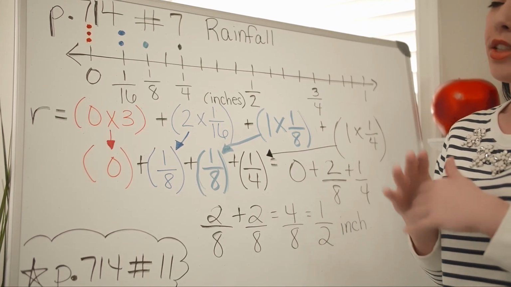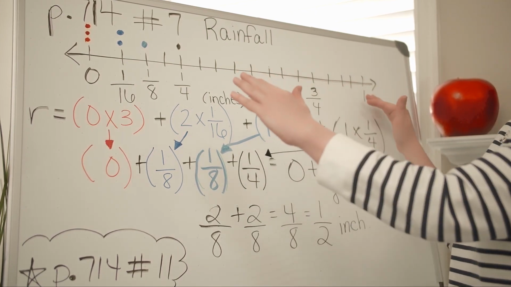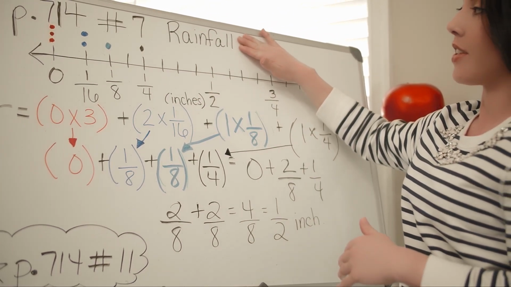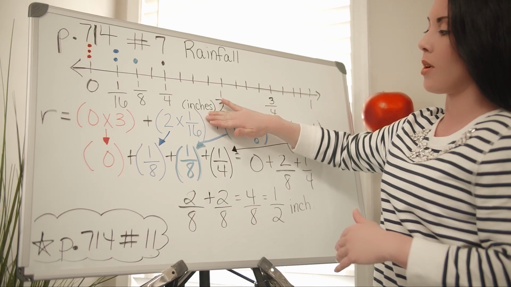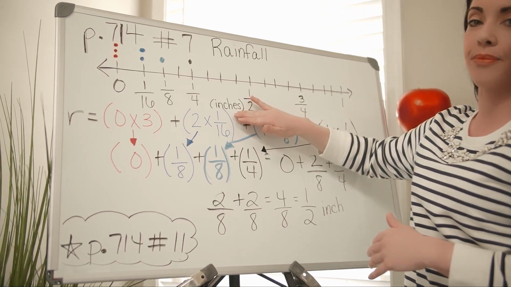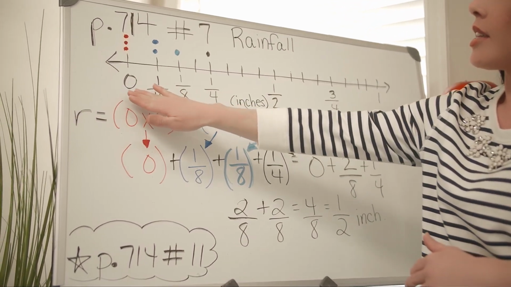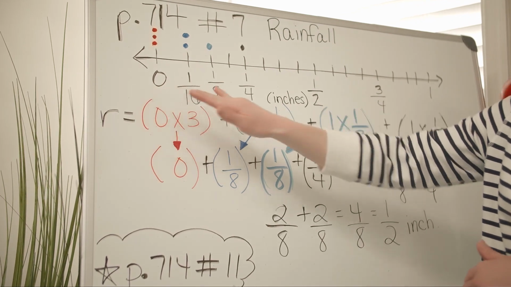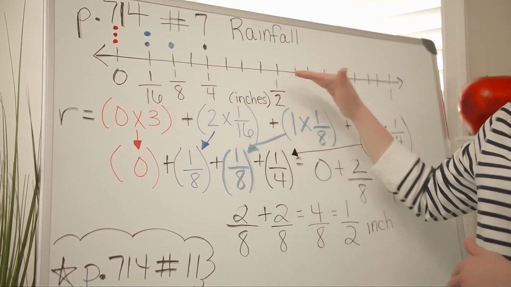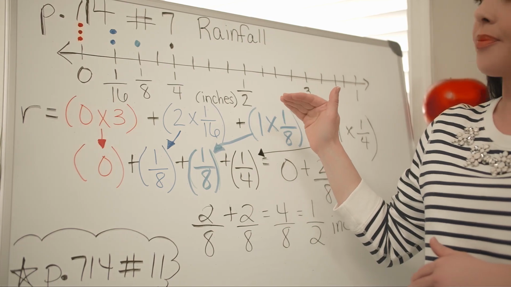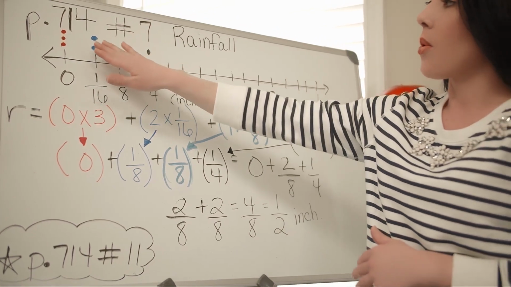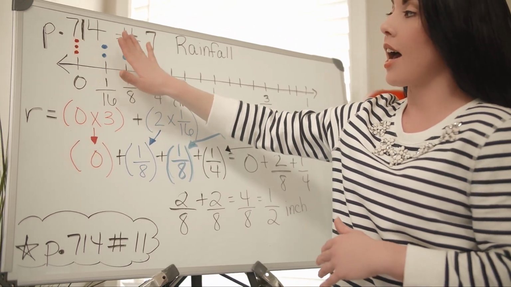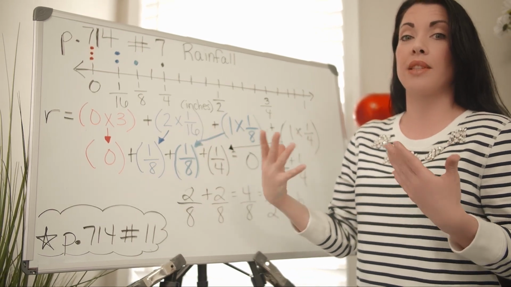So let's just take a step back. This is a line plot, okay? Notice that we have a title and that we have what we're being measured down at the bottom, okay? This particular line plot goes from 0 to 1, and this number line is in 16ths, okay? So what we have here are dots. Okay, they represent the amount that something happens.